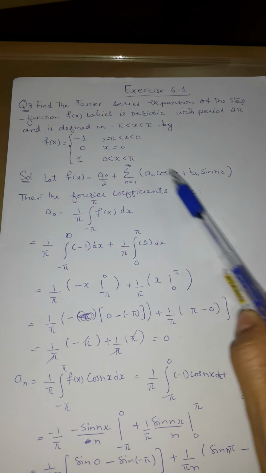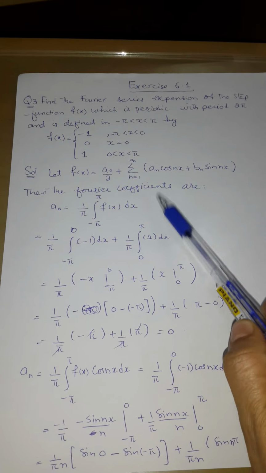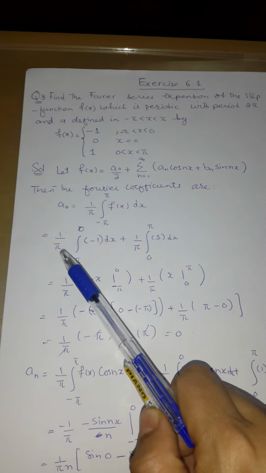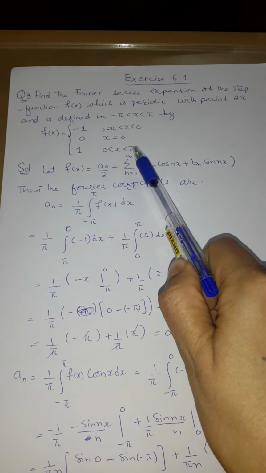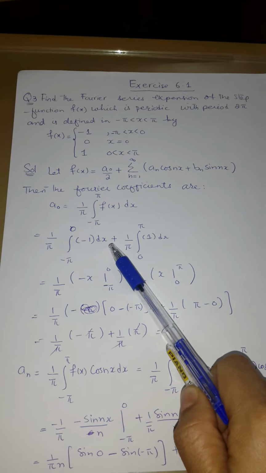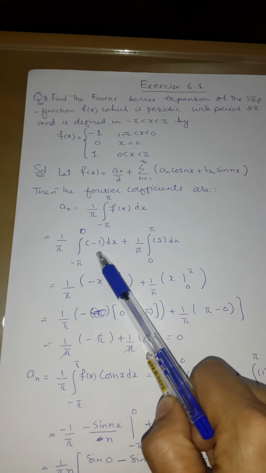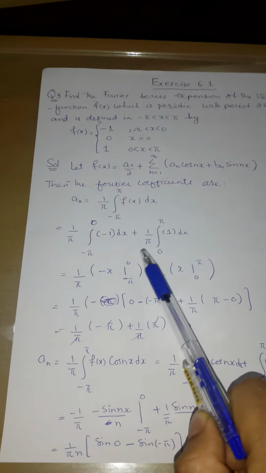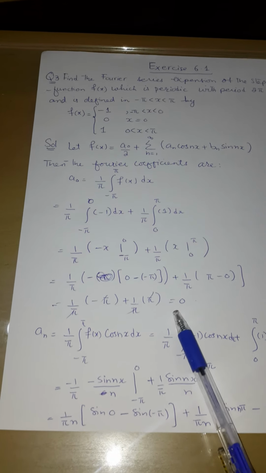Now the Fourier coefficients are a naught, 1 over pi, integral from minus pi to pi, f of x dx. We will solve it stepwise. From minus pi to 0 we have the function minus 1. As you can see, at the point 0 it is 0, so we will not mention it here. From minus pi to 0 it is minus 1 and from 0 to pi it is 1. Now after solving this equation we will have the value 0.